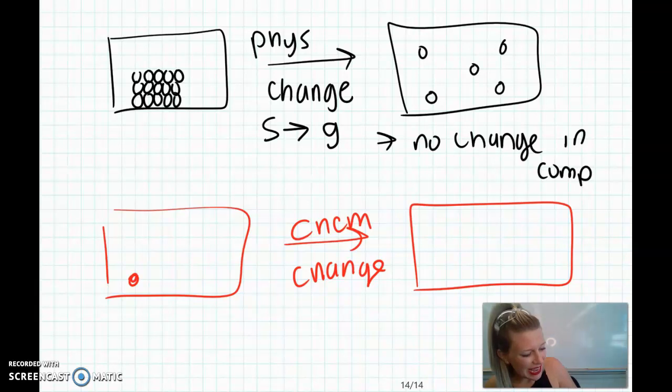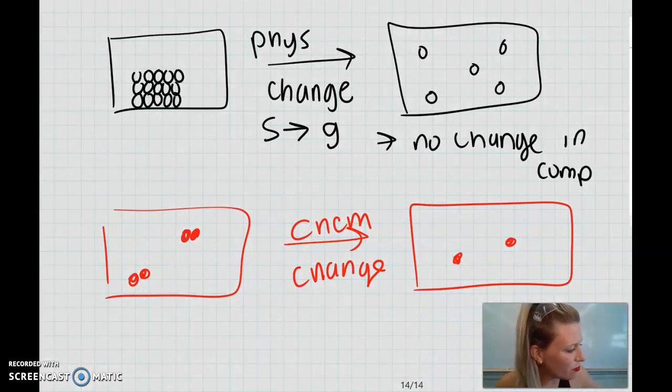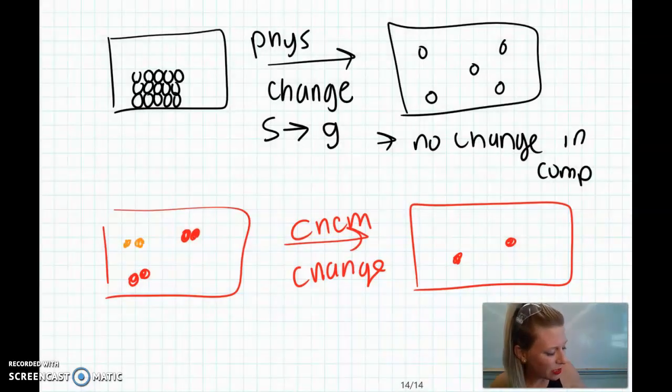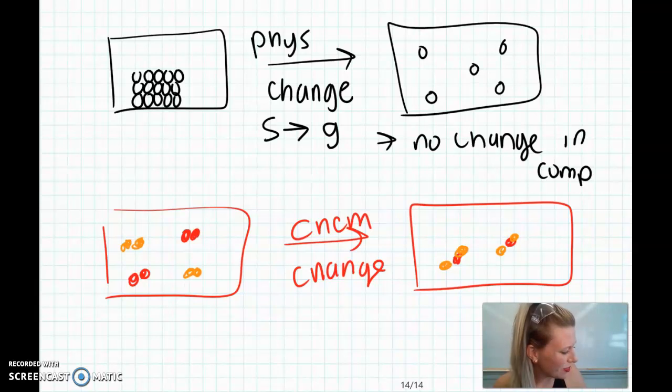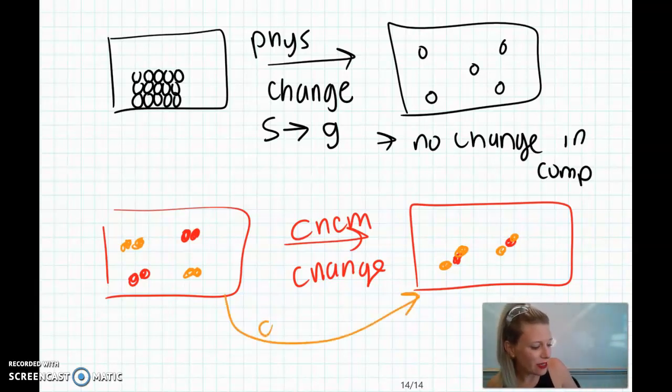Okay, so let's say I had diatomic molecules over here. And more, let's see, I have two different types of diatomic molecules. Okay, and on the other side, we end up with a new molecule, right? So you can see from this that from here to here, the chemical composition changes.